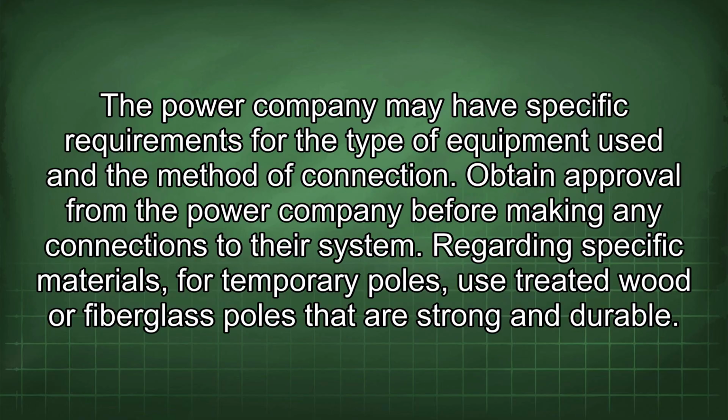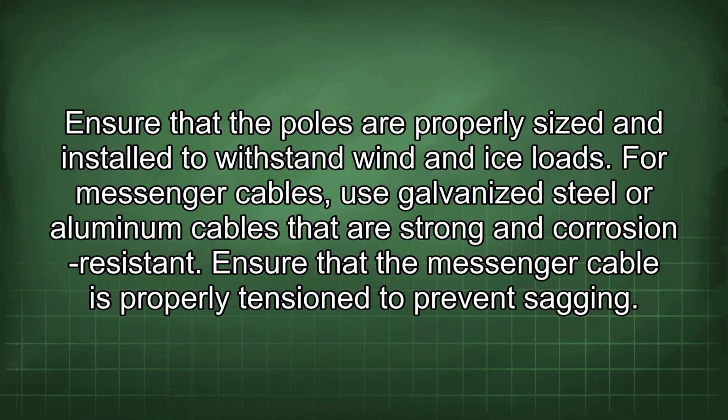The power company may have specific requirements for the type of equipment used and the method of connection. Obtain approval from the power company before making any connections to this system. Regarding specific materials, for temporary poles, use treated wood or fiberglass poles that are strong and durable. Ensure that the poles are properly sized and installed to withstand wind and ice loads.